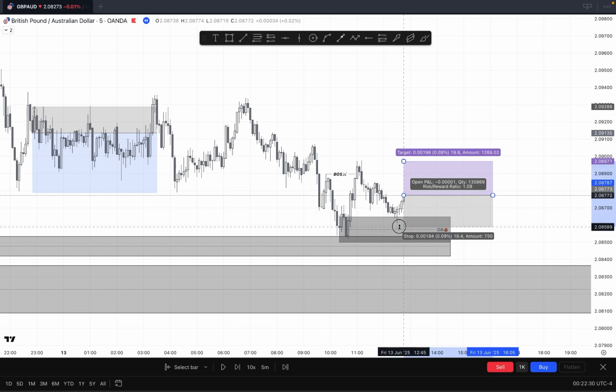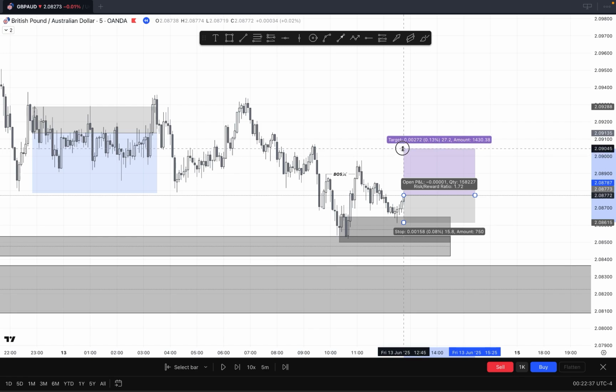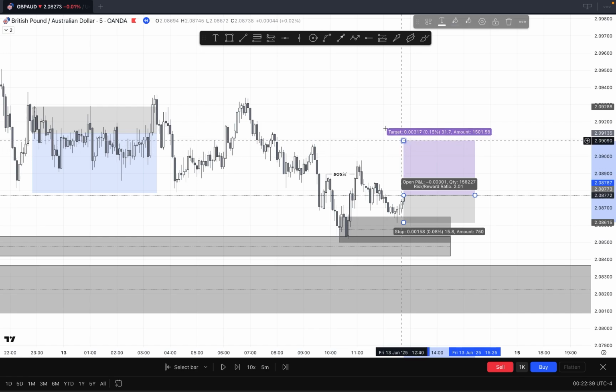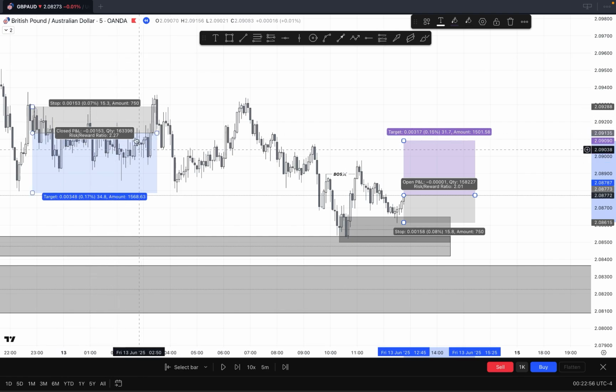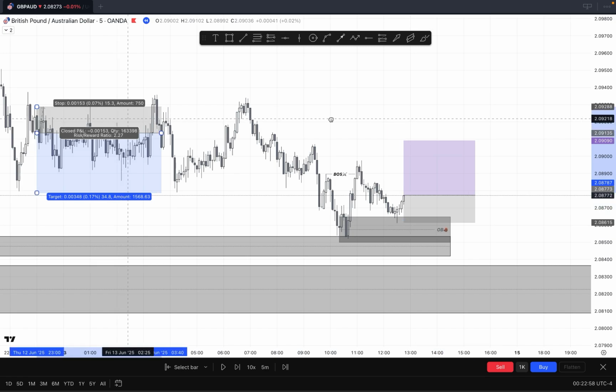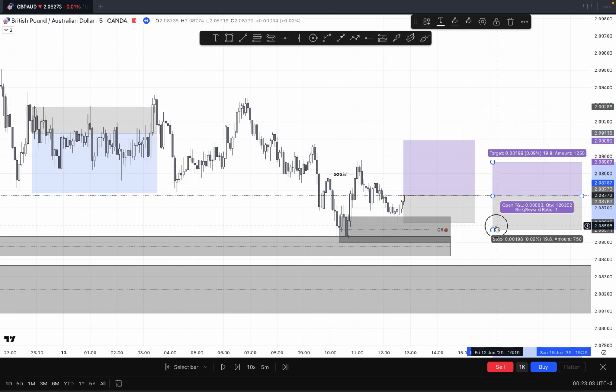Entry, 15, and 1 to 2, and my runner. Let's see if the runner will cover the loss here. I want the runner to cover the loss and have me in profit. This 1 to 2 puts me in, I would say, 1% more, because it's a 1 to 2 and this would be a 1% loss, so this would be a 2% gain. Alright, let's see.